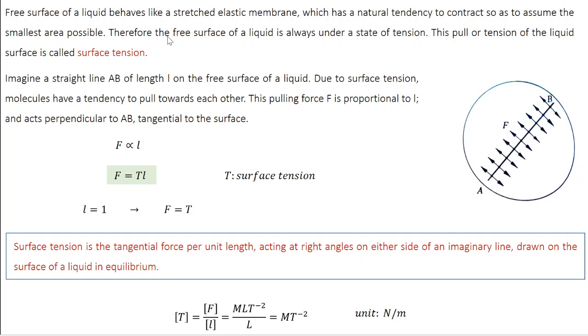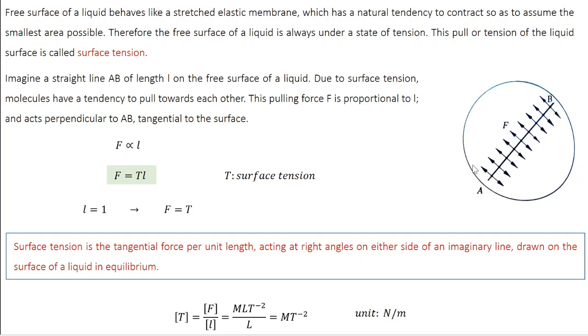So for now, just take it that the free surface of a liquid always has a natural tendency to contract, which means it is always under a state of tension. And this tension is known as surface tension.